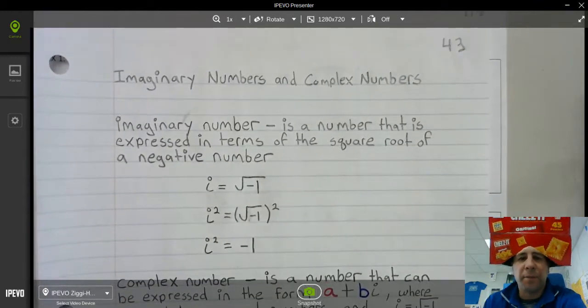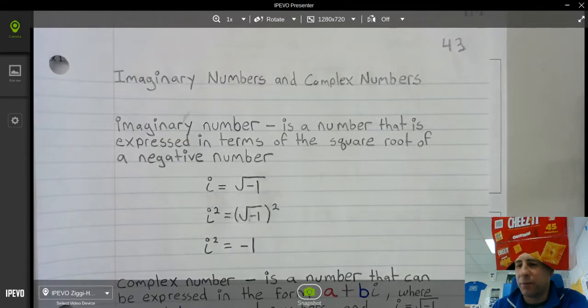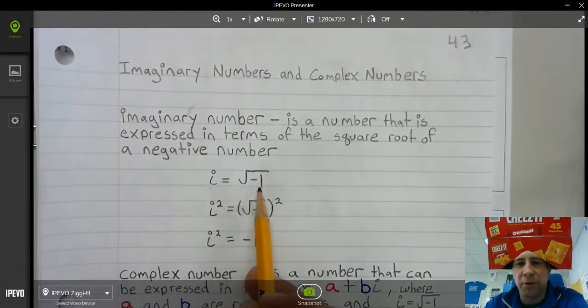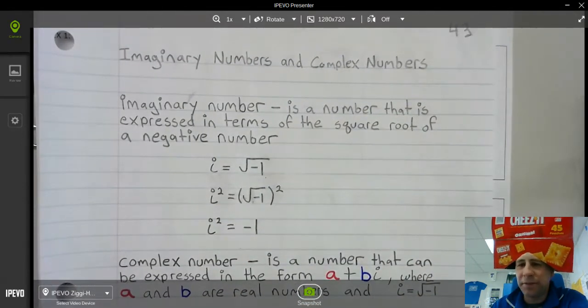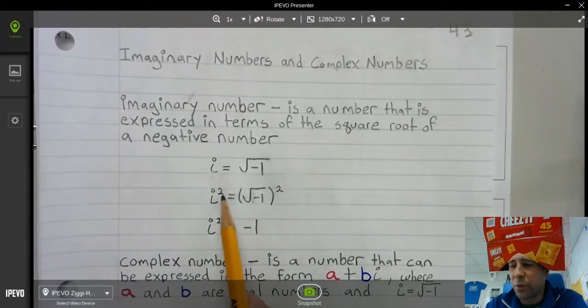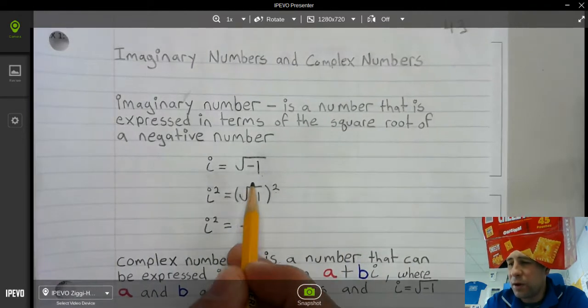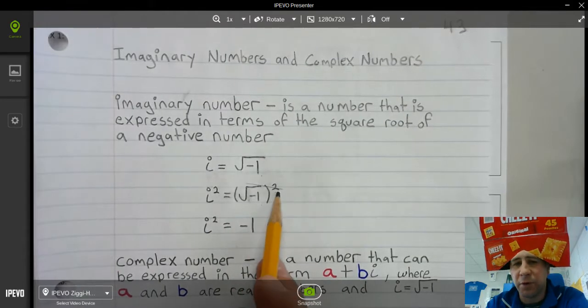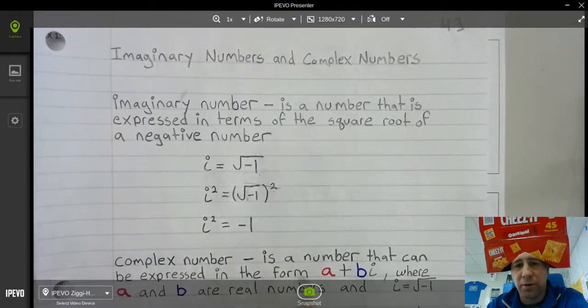All right, so an imaginary number is a number that is expressed in terms of the square root of a negative number. So i equals the square root of -1. For an example, let's take that, and as we know, in an equation, we can do whatever we want as long as we do it to both sides. So in this case, let's just square both sides, okay? So you get i squared. Now we know that the squared and the square root cancel, and we get -1 to the first power, so we can now say i squared equals -1, okay?